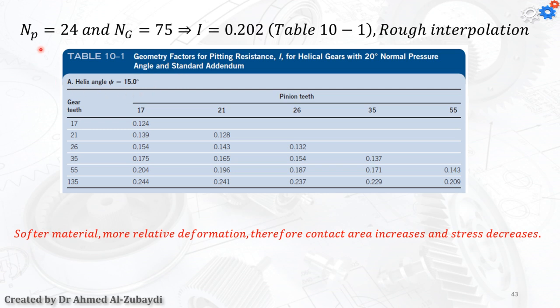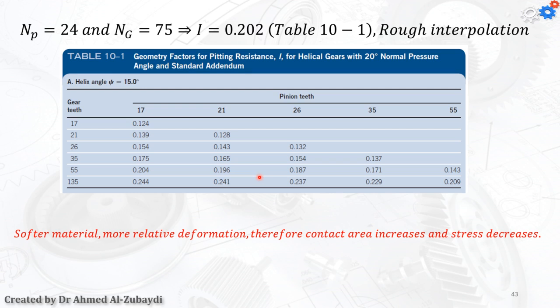You can see here that our gear has 75 teeth and our pinion 24 teeth. If I check the table, I don't have this value. For the gear I have 55 and 135, and for the pinion I have 21 and 26. So I can find by interpolation the value in between for the 24, and then the value in between for the 75 between these two values. So the I has been found to be 0.202, which is somewhere here.